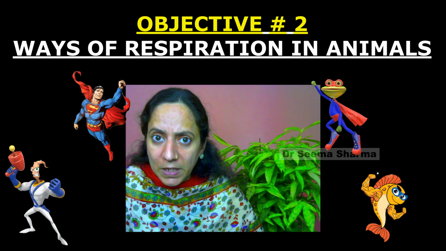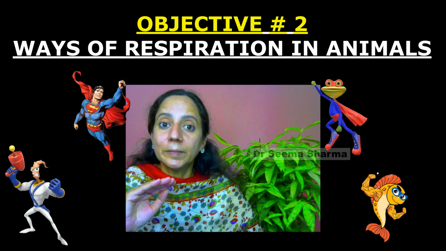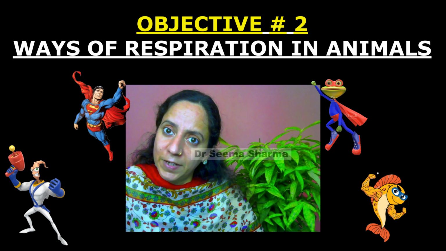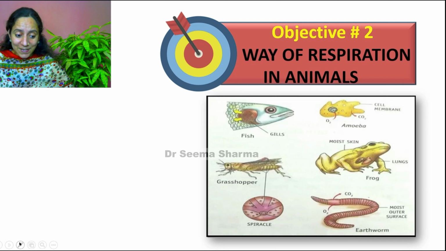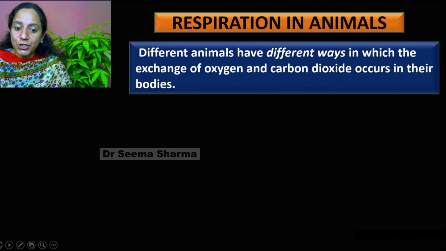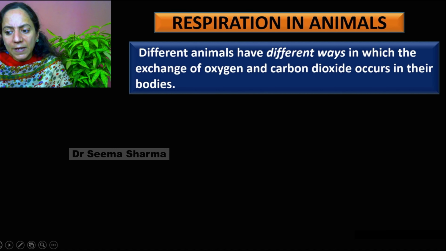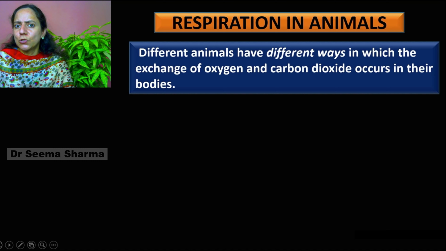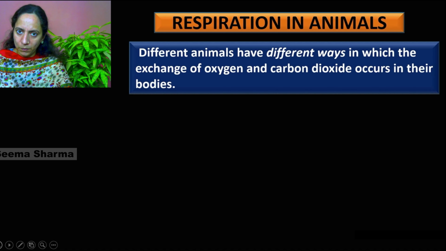As we are different from each other, so is the method of respiration. It is also different for different organisms. So let's understand about that. As far as different ways of exchange of oxygen and carbon dioxide are concerned, in class 7, we have to learn about basically 4 ways.